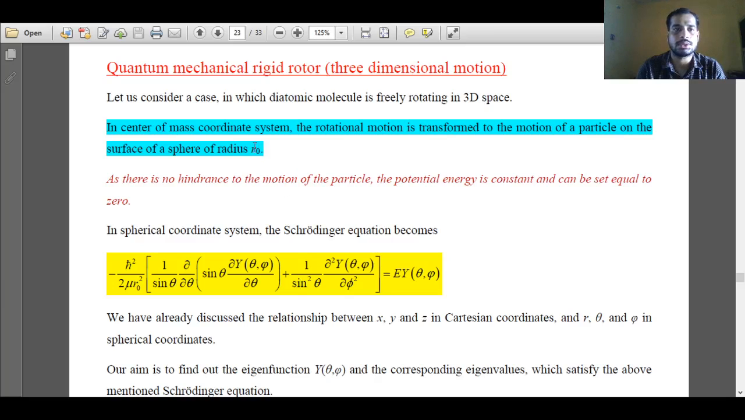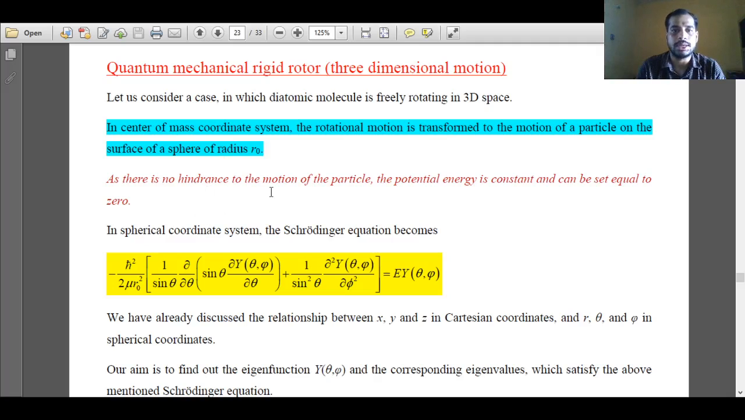So the model goes like this: in the center of mass coordinate system, the rotational motion is transformed to the motion of a particle. The diatomic system is converted into a single center of mass system, and the motion of a particle on the surface of a sphere with radius r0. So the diatomic molecule behaves as a single point source, rotating at a distance of r0 from the center of a sphere.